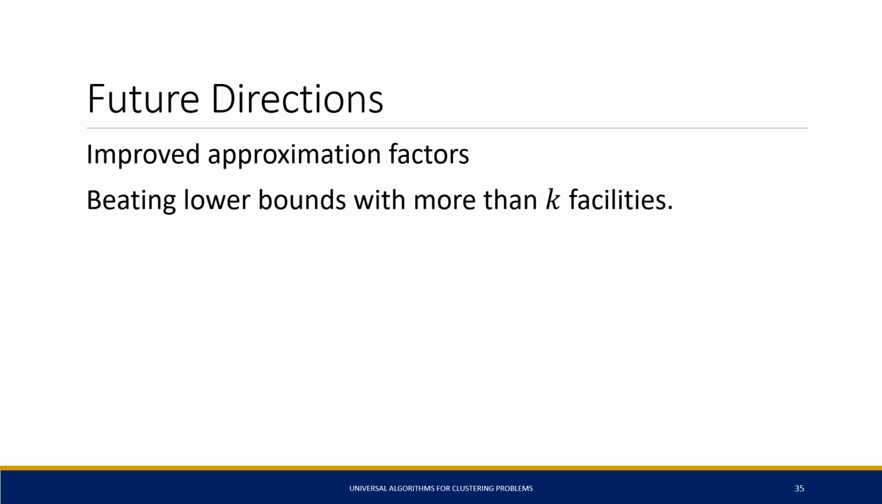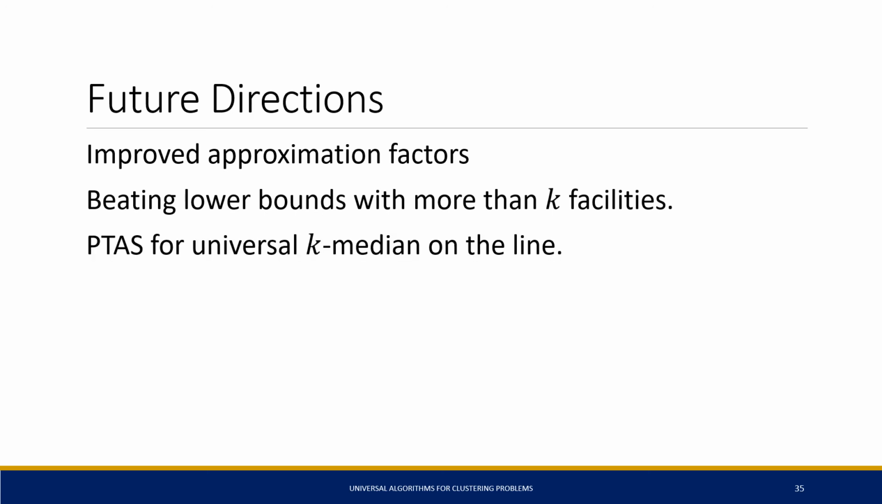Another interesting direction is whether we can get better constants if we were allowed to use more than k facilities, say k log n facilities, since our lower bounds no longer hold in that case. And finally, we know that we can get a 2 approximation for universal k-median in metrics like tree metrics and line metrics, but it would be interesting to see if we can do better than 2.